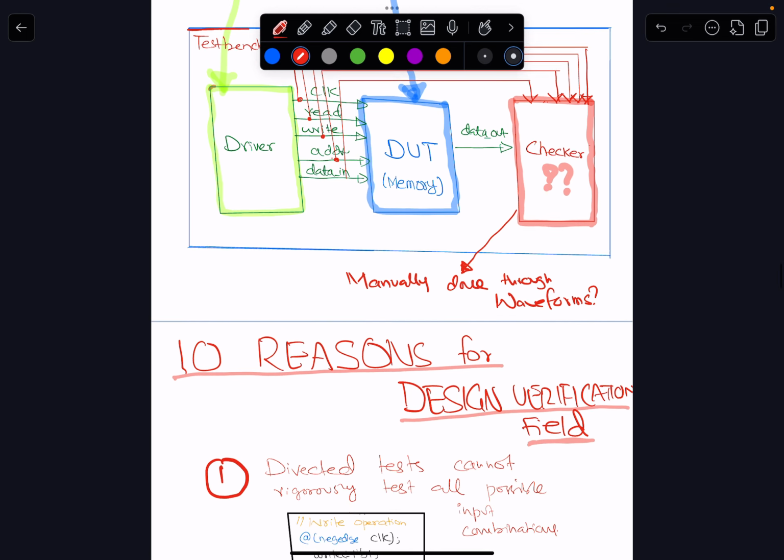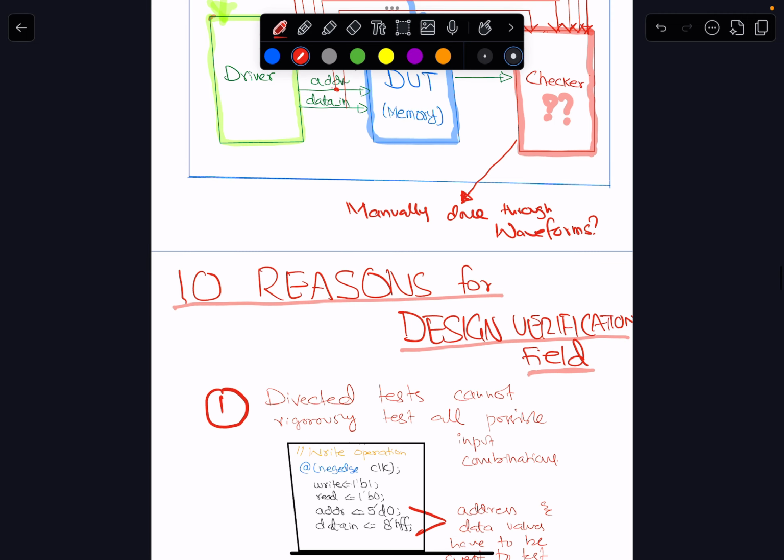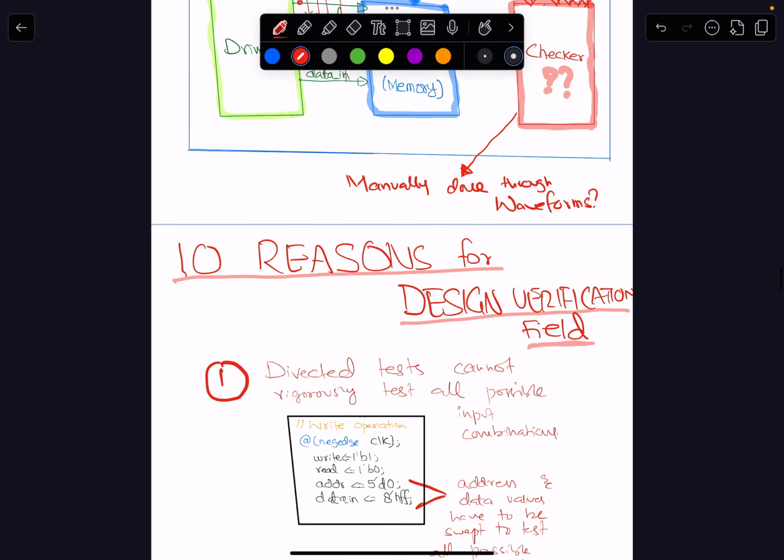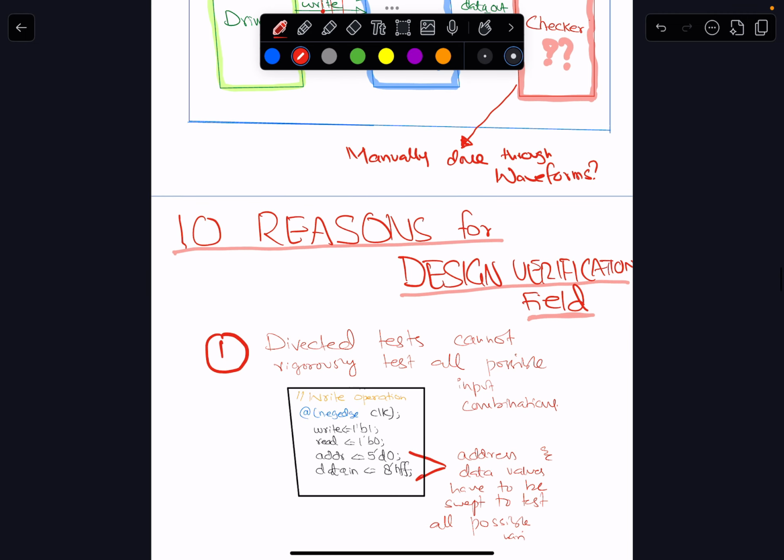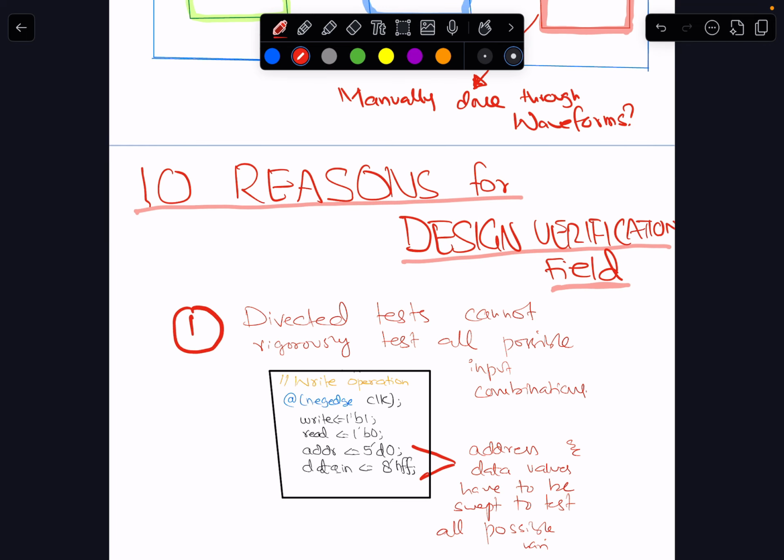So now the 10 good reasons for this design verification field. The first one is really important, so you know the bigger picture first and then you really know what this field is all about.